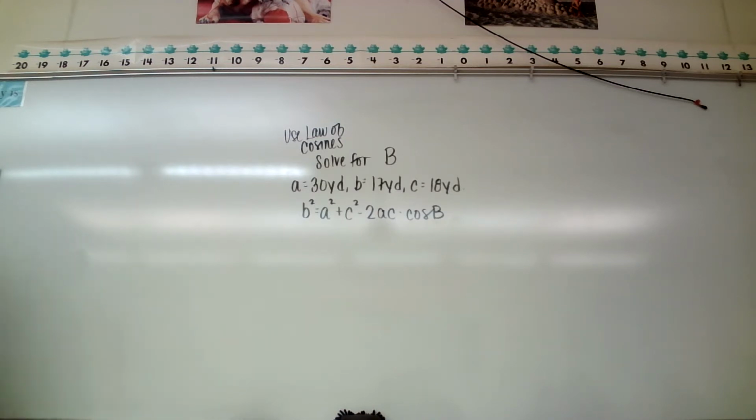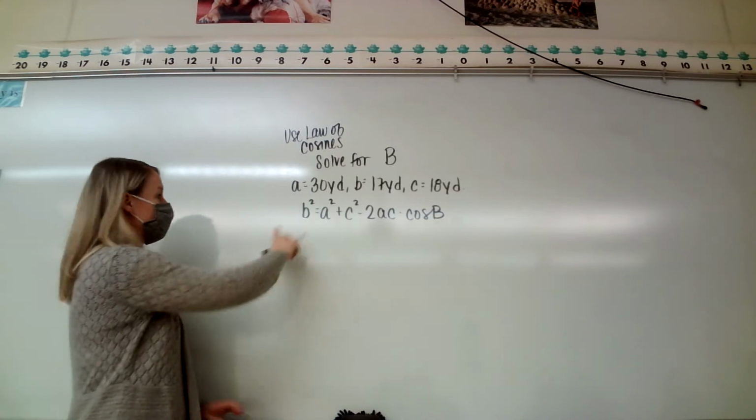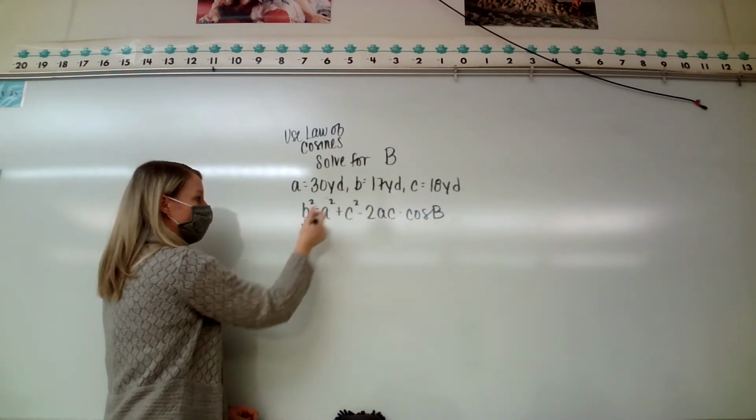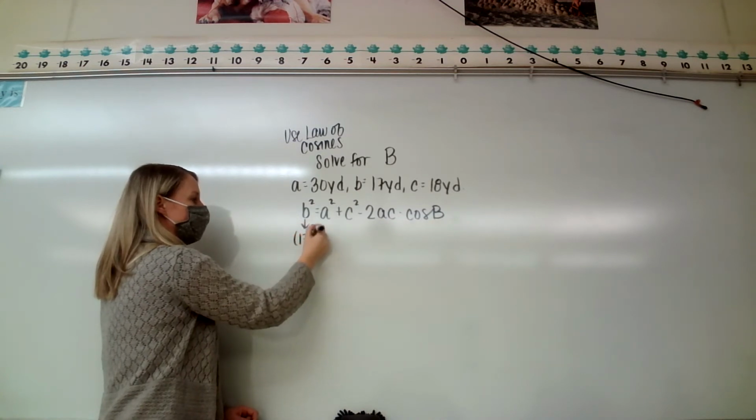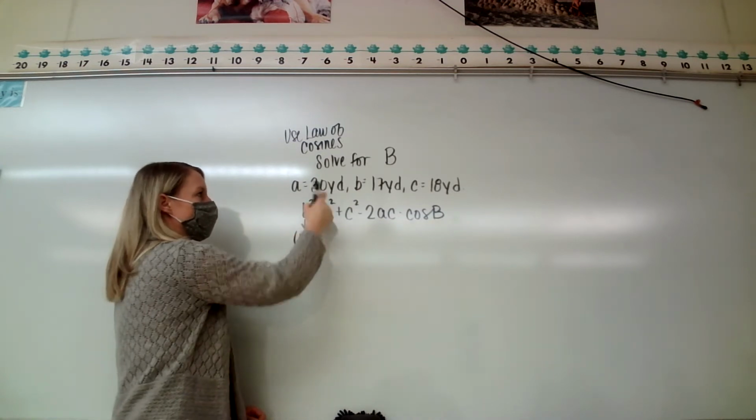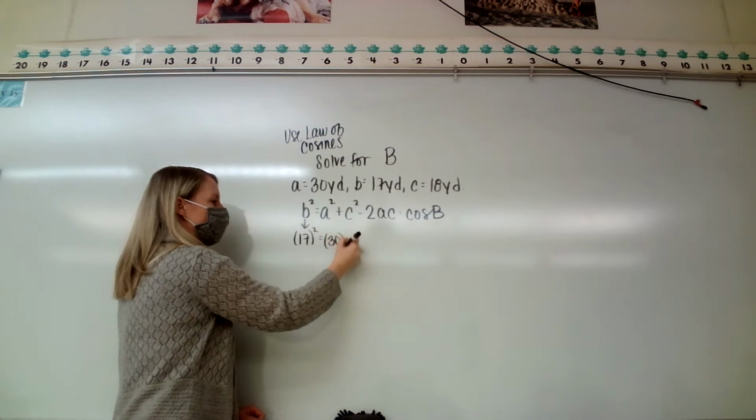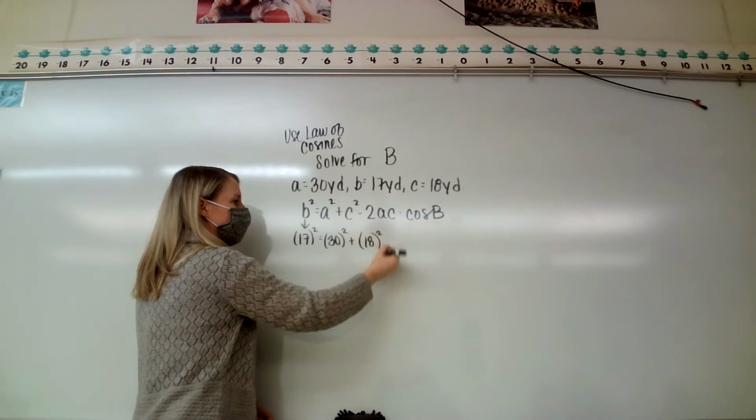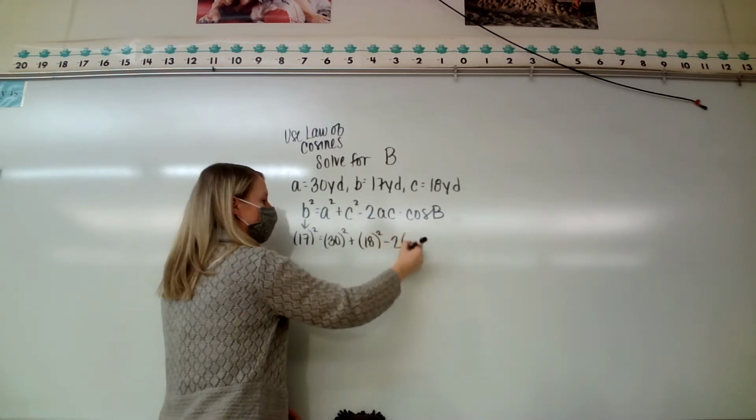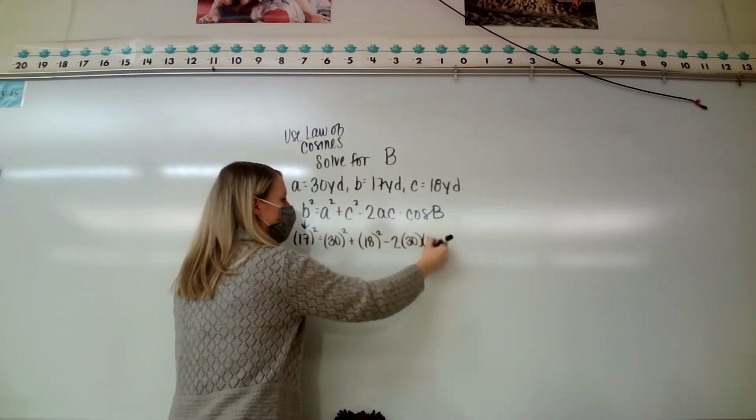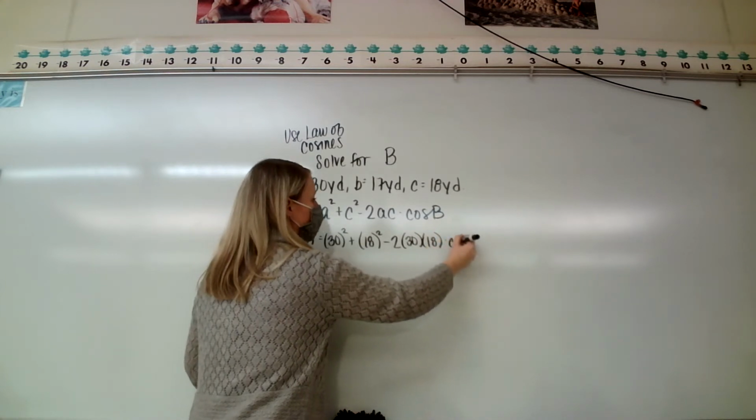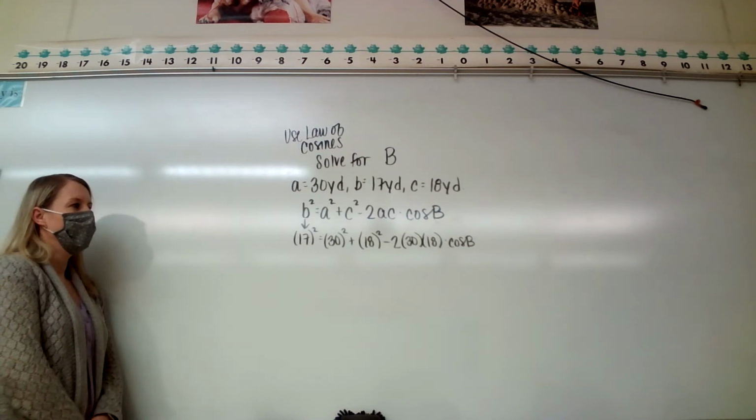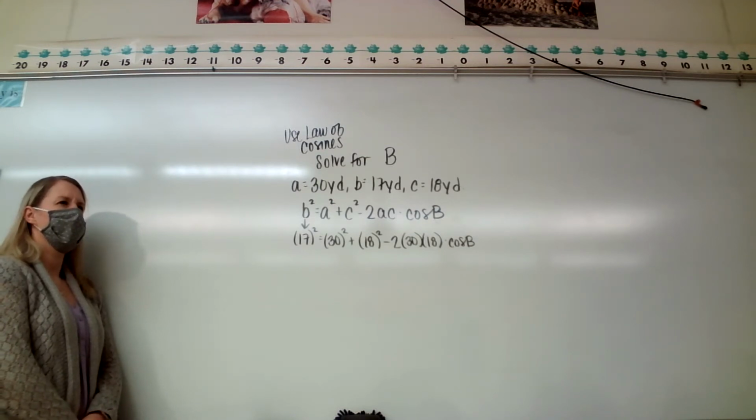All right, let's throw something in here. So just make sure things go where they need to go. So if it says B squared, we actually have B right here, right? That's 17. So 17 squared equals, A is 30, so that's 30 squared. C is 18, minus 2, and then we have 30 again and 18 again, and then times cosine B.